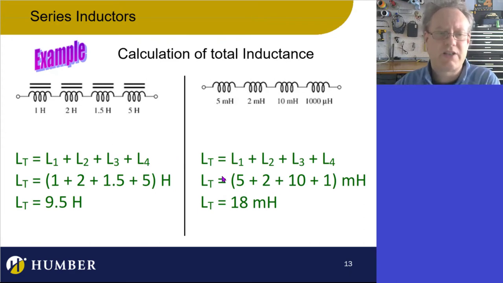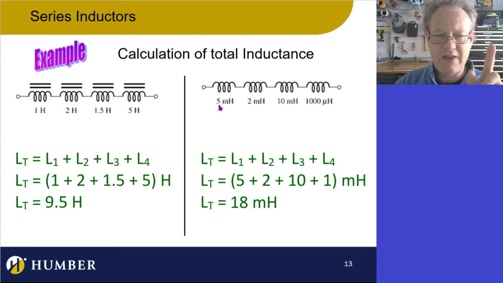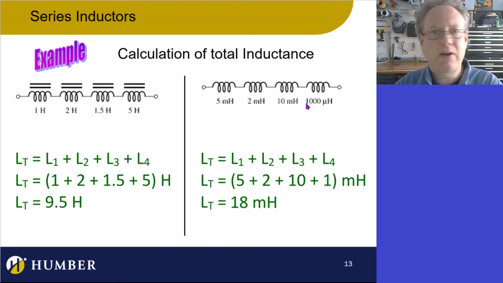I wanted to pause and actually stop on this a little bit. These are all henries, no big deal. One, two henry, just add them up. Here, look at this one, it's pretty cool. We've got 5 millihenries, 2 millihenries, 10 millihenries, and then 1,000 microhenries. So how do I do the math there?